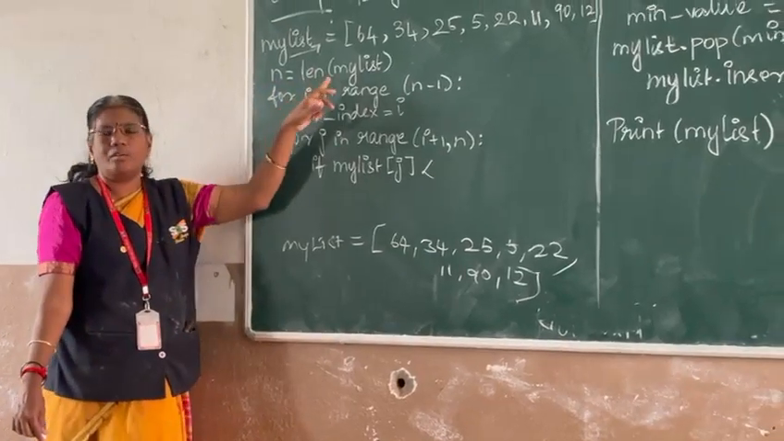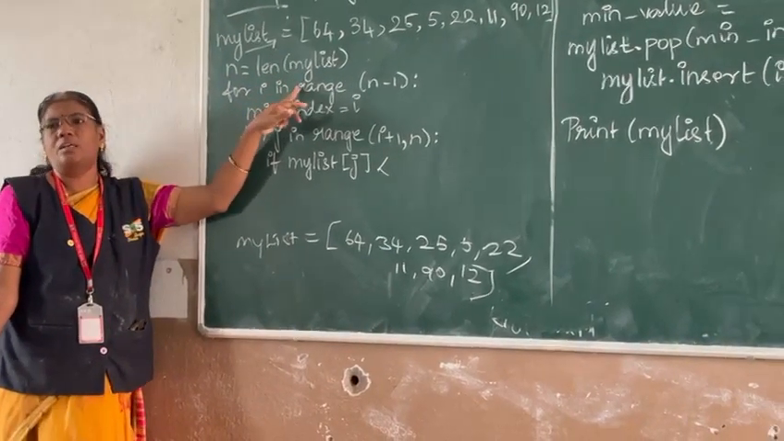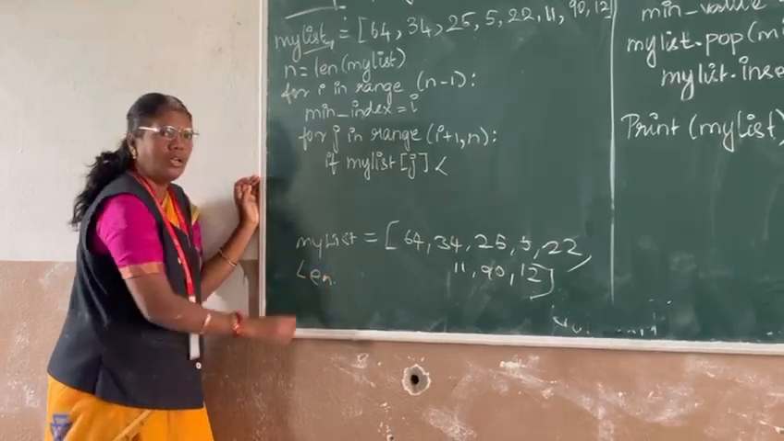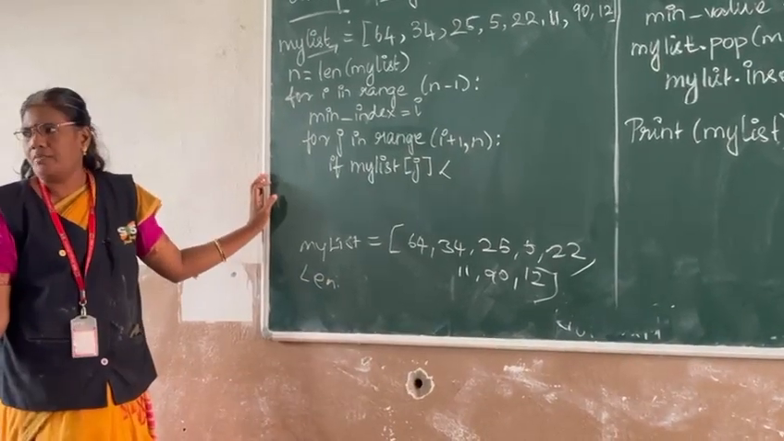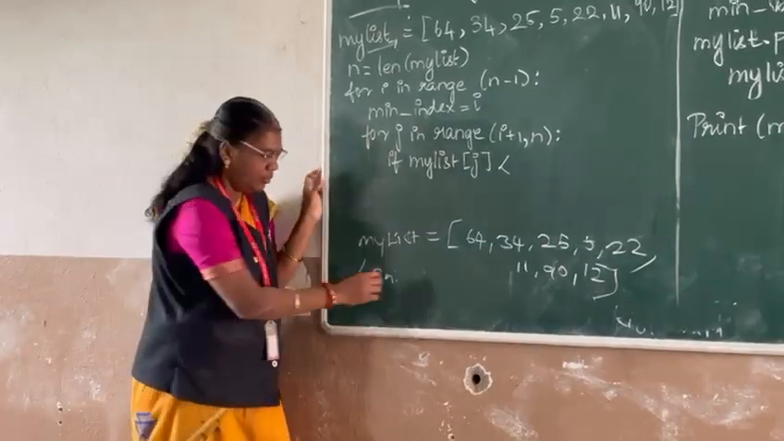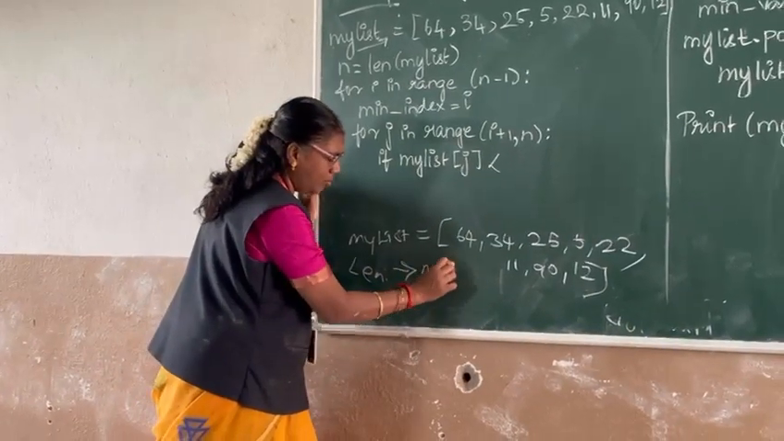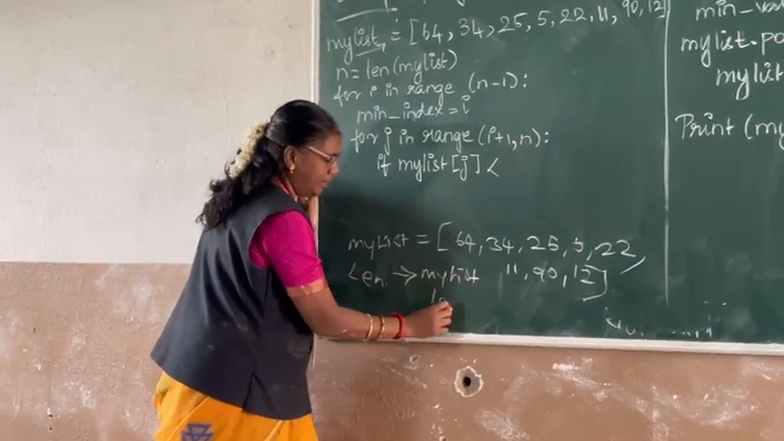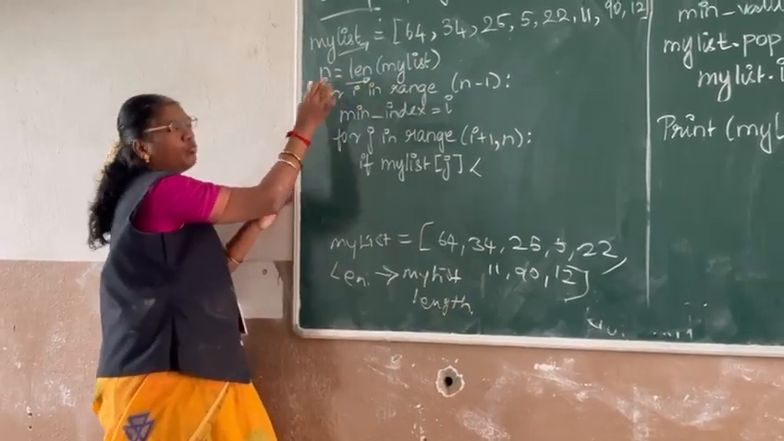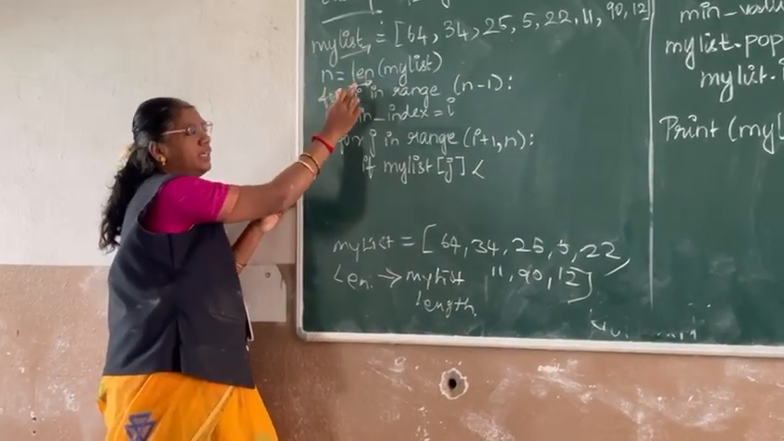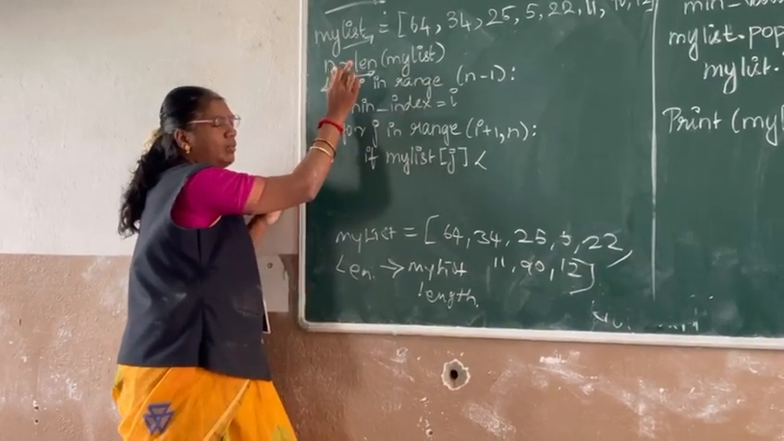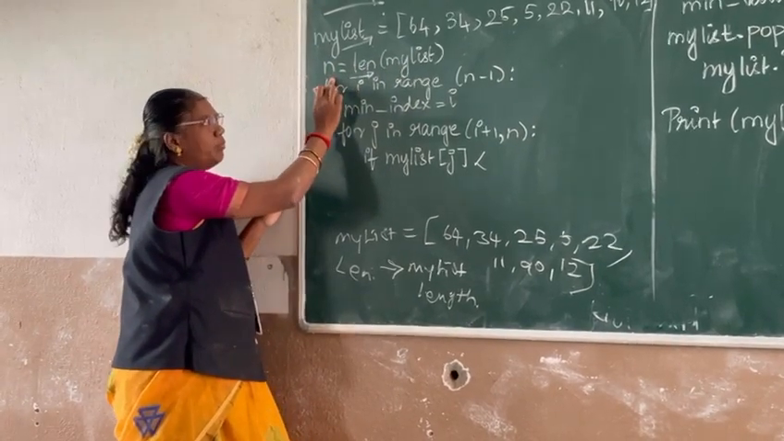First of all, we have to find the length of the list by using the length function. Length is a built-in function which is used to find the length of the given list. Clear? n equal to length of my list. The length of my list will be stored in a variable n, and the length value will be stored in that variable n.